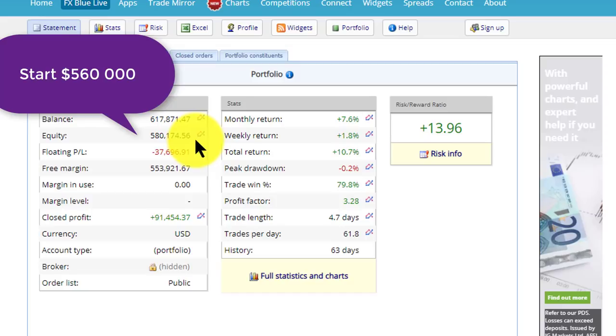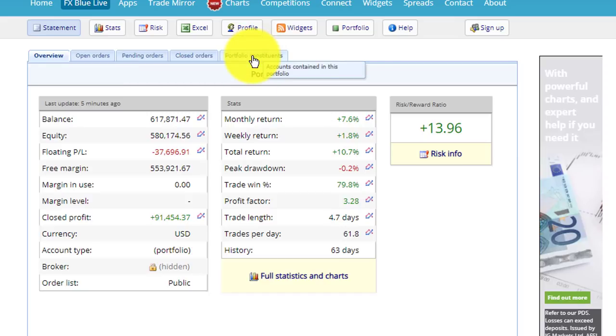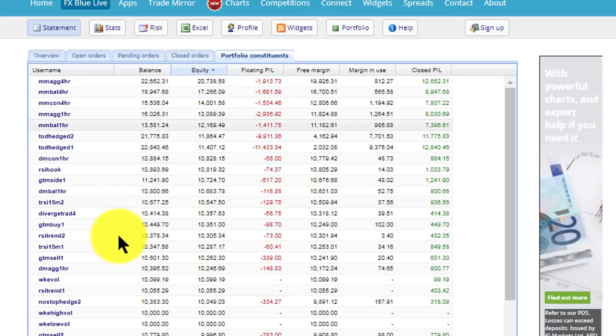As you can see, the close profit figure is high and the open profit figure is low, because we're only looking at the positive trades in this particular one. But the equity figure shows you the actual result, which is 580,000 less 560,000, still nicely positive. So let's go and have a look at the actual accounts. Now there's 56 accounts, so there are the 56 accounts listed down here.